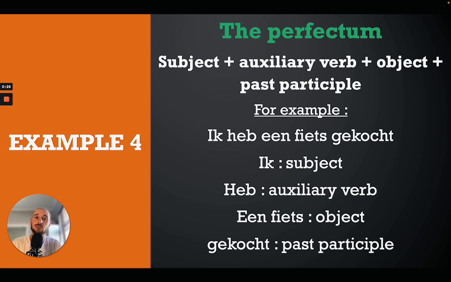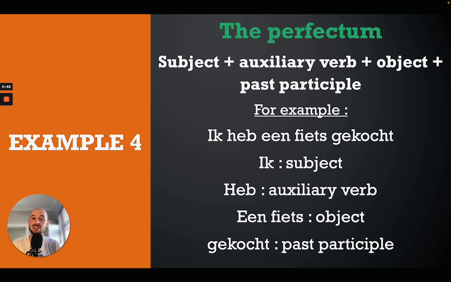Anyway, we continue with the perfectum. Example 4, the past. The perfectum is the past. So let's take a look at our example sentence. "Ik heb een fiets gekocht." I have bought a bicycle. However, what I want to do is translate it in bad English: I have a bicycle bought.